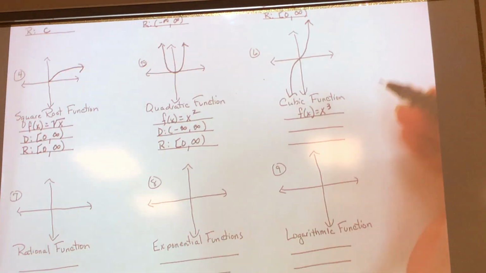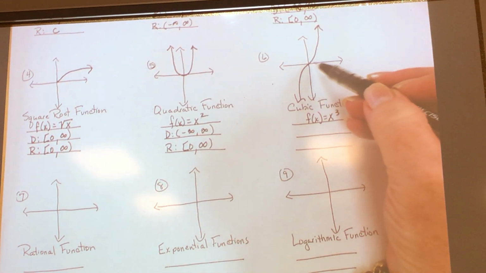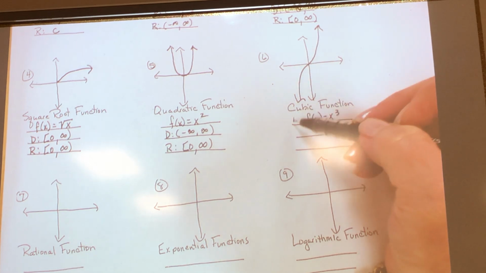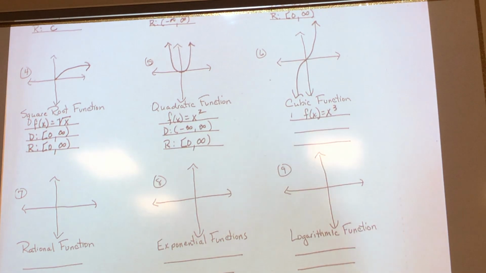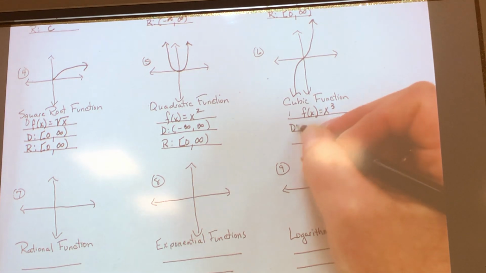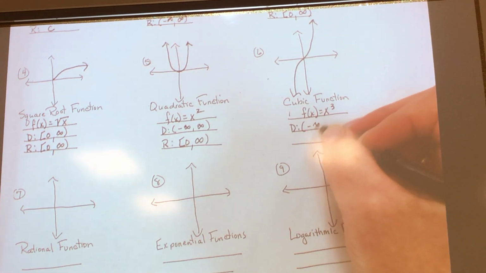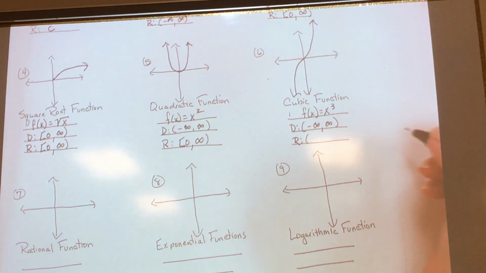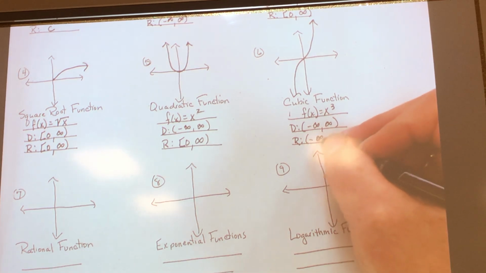Actually, look, it looks like this is the right-hand side of an up parabola, and this is the left-hand side of a down parabola. Okay? That's kind of what it looks like. What's my domain? Negative infinity to positive infinity. And what's my range? Negative infinity to positive infinity. So if you forgot domain and range, what would be a good guess? Yeah, that's what I'd be guessing.